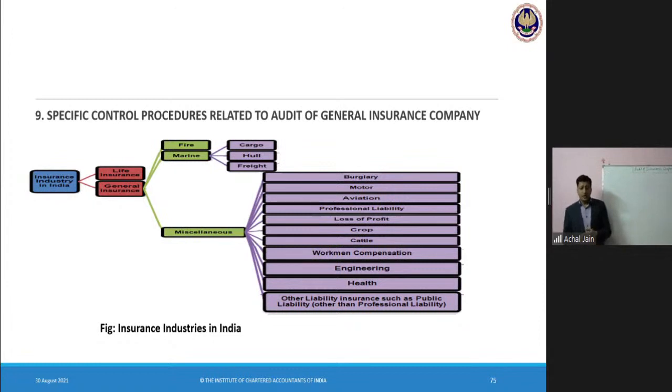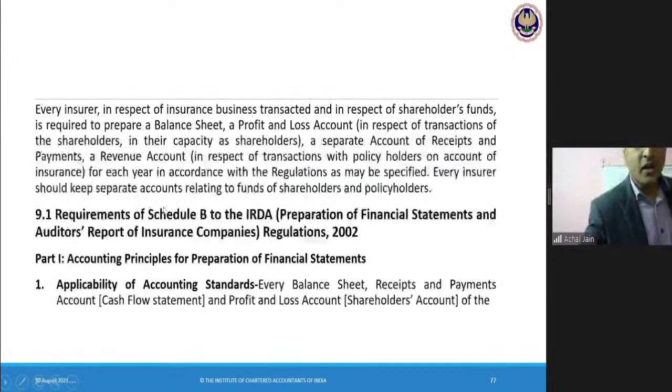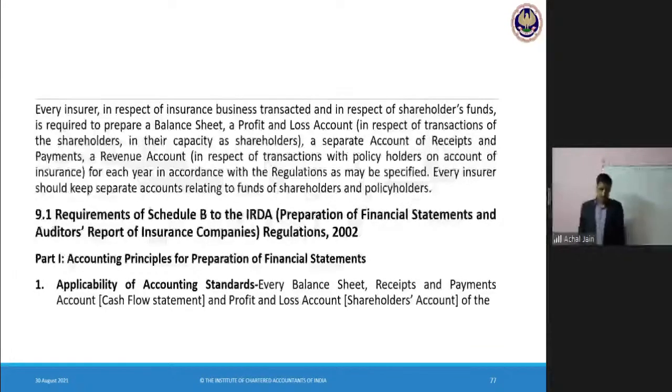All right, so now we'll move on to Schedule B, or in a way you can say we are now moving on to specified points related to general insurance business. Now, in relation to general insurance business, talking about some of the requirements related to preparation of the financial statements. Certain things are common.